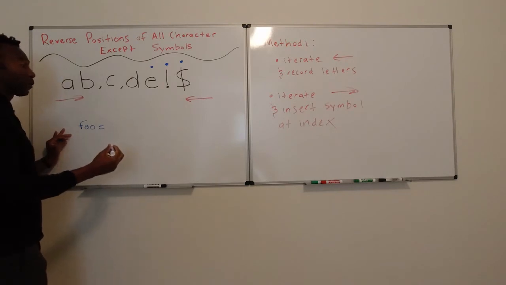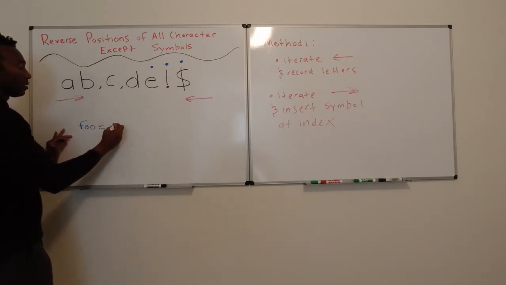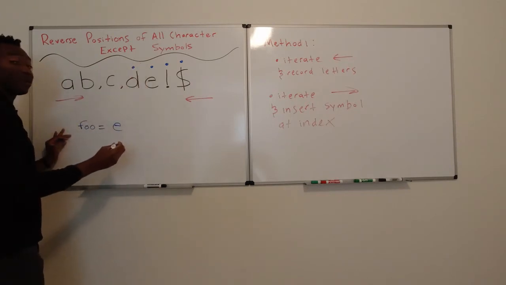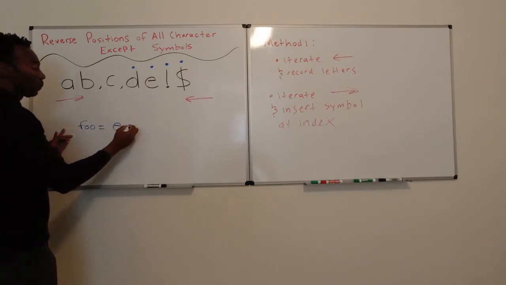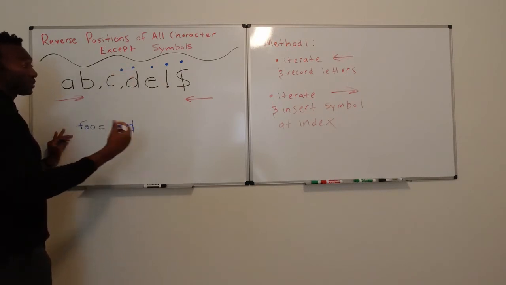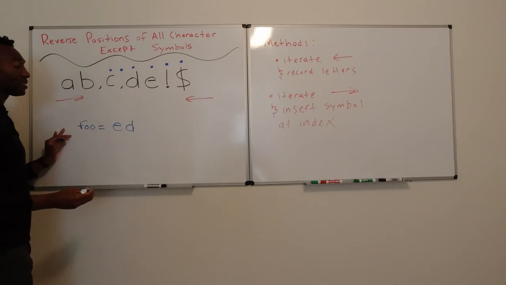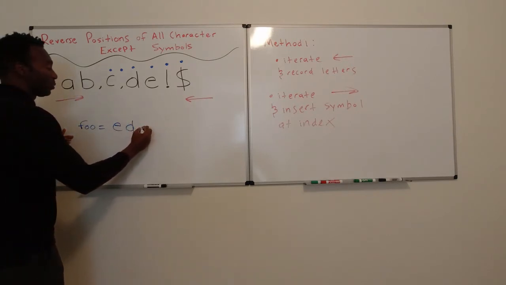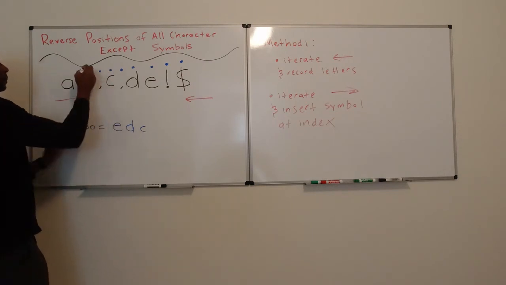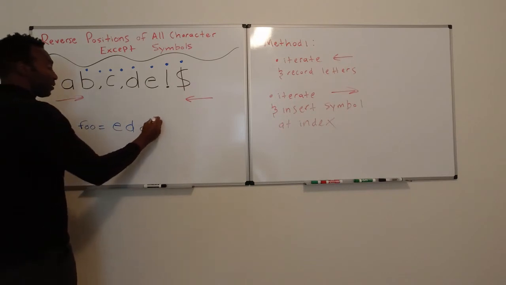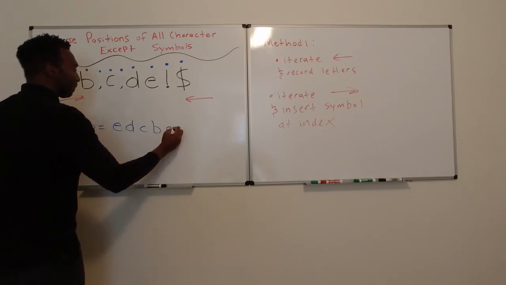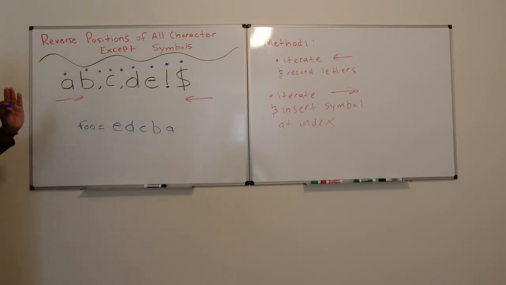E is a letter, therefore we're going to record this information into foo. So we have E here. Next we have D. D is a letter, therefore we're going to record that information into foo. The comma is not a letter, therefore we're going to skip. C is a letter, therefore we record that into foo. This other comma is not a letter, therefore we skip. B is a letter, and we're going to record that information. And we have A. All right, so we're almost there.